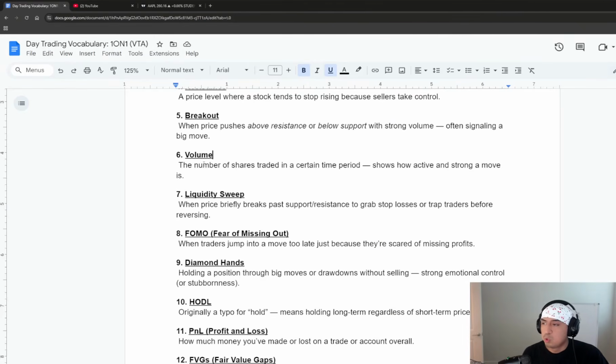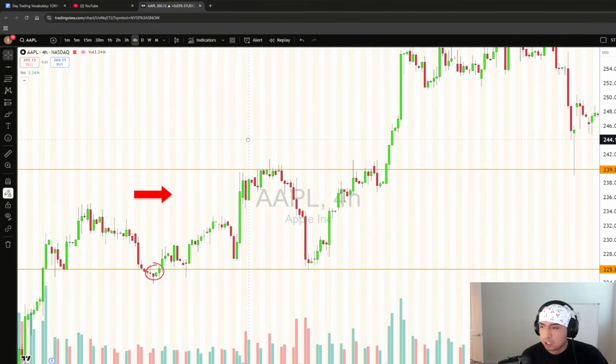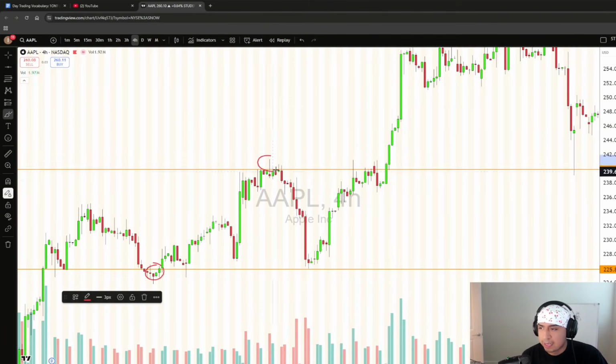Now, number 7, when price briefly breaks past support or resistance to grab stop losses or trap traders before reversing. So let's look at this. The rule behind support and resistance is that you want to see whether the market can hold above the resistance or hold below the support. In this case, if you look at this resistance here, you see there was a fake out. That right there is a trap. It faked so many people out into thinking it would continue going up. Instead, it just reversed and continued going down. So that is the trap.